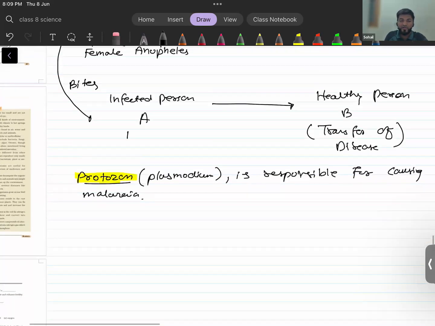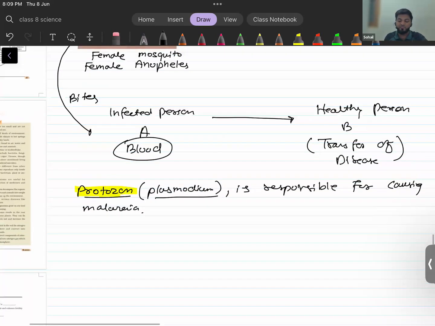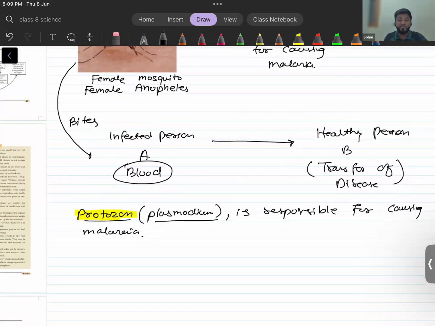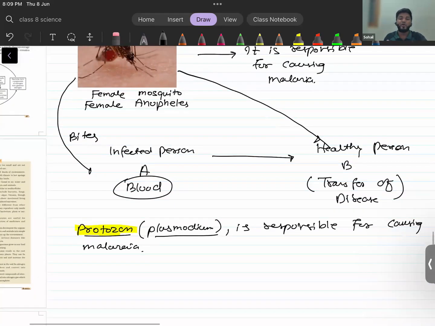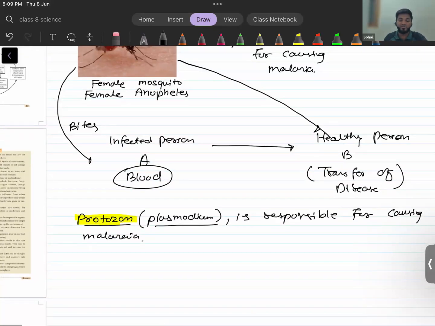So the blood of the infected person consists of this Plasmodium. This Plasmodium is present in the blood of the infected person. So this infected blood is sucked by this mosquito, and when this mosquito sucks blood of a healthy person, it will lead to the transfer of this Plasmodium into the blood of that healthy person. I hope this is a very simple thing. I hope you guys got this, right? Yes, sir. Okay then. And by the way, you guys tell me which mosquito is responsible for causing dengue?